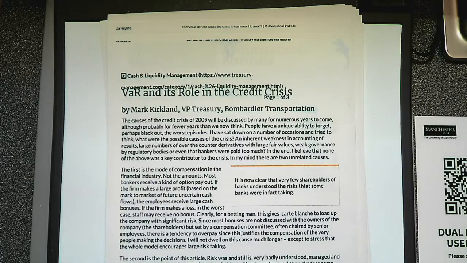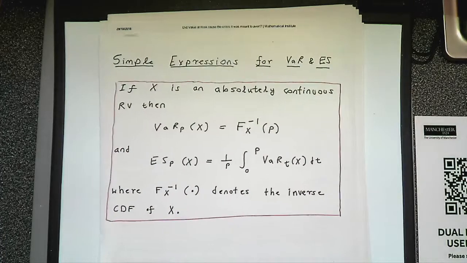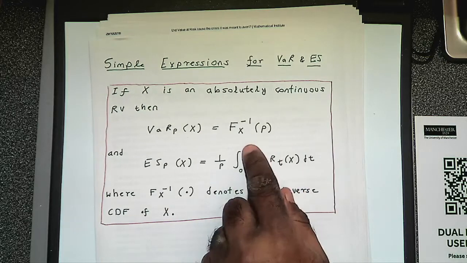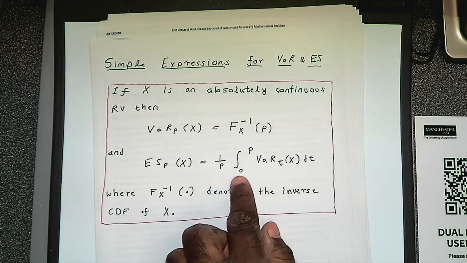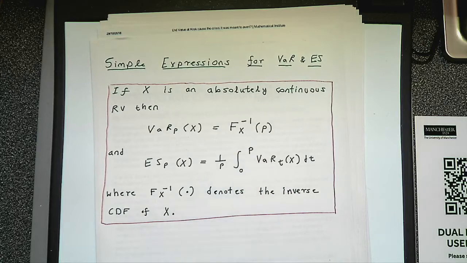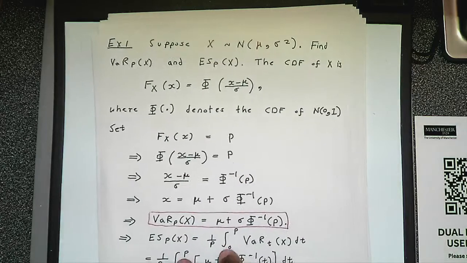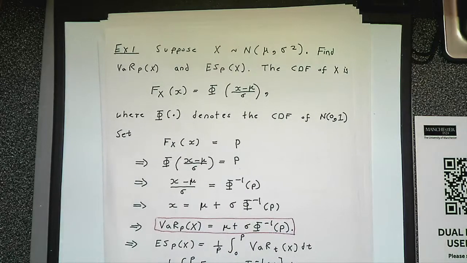All right, in the next page, I'm going to talk about if the variable x, which represents loss, is an absolutely continuous random variable, then you have these simple expressions for VAR and ES, right? So this is the inverse CDF, and this is just the integral of the inverse CDF, right? And then I did some examples. This is the first example I did in the video. I hope you followed this.